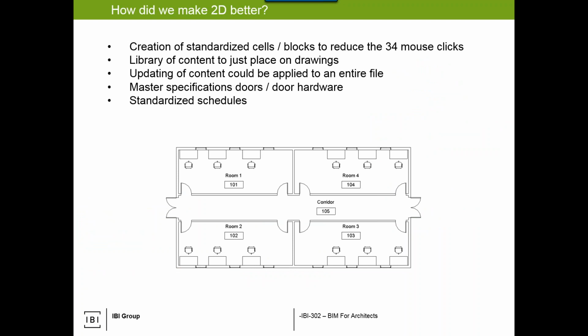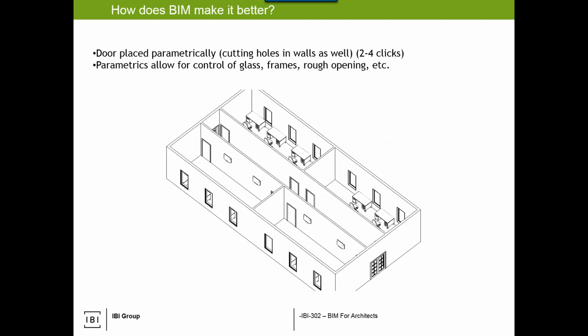So how do we make it better? We created some standard cells to reduce those 34 clicks, so you place the cell in plan, section, and elevation, etc. Make libraries so you can pull it all together. Maybe update based on attributes and tags. Try to make master specs for doors and hardware, so at least I'm pulling from a master spec. And then we could standardize our schedules. So that sounds good, but what do we do in the 3D world to make it better?